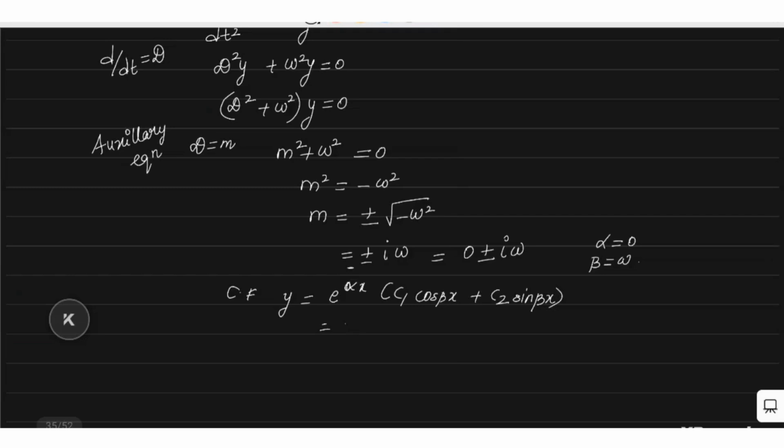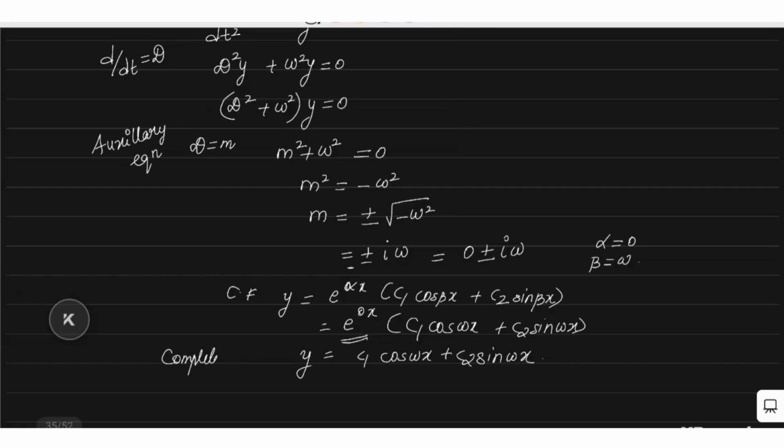Here alpha is nothing but 0, so e power 0 x (c1 cos omega x plus c2 sin omega x). Okay, so anything to the power 0 is 1, so this thing will become 1. So your answer would be y is equal to c1 cos omega x plus c2 sin omega x. And also, since your right hand side is 0, your complementary function will be the complete solution. Okay, so that's all.